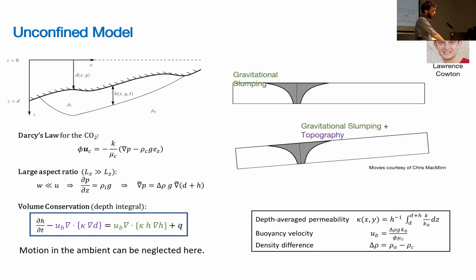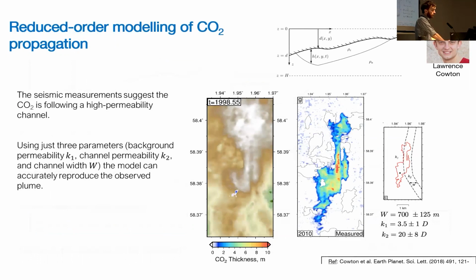Lawrence went away and applied this to those measurements he'd taken from Sleipner. Based on these seismic surveys, there's the remains of an old riverbed which is influencing the behavior of the CO2 plume there. And with just a simple model that has 3 parameters, the width of the channel, the permeability of the channel, and the permeability of the background, he was able to reproduce the behavior of the CO2 plume in that top layer.